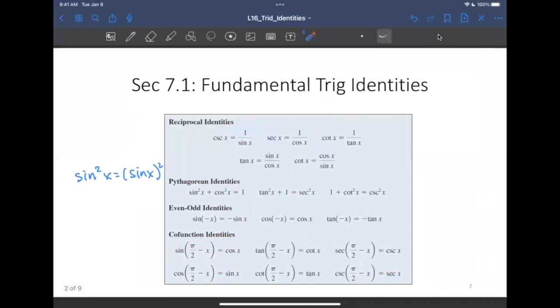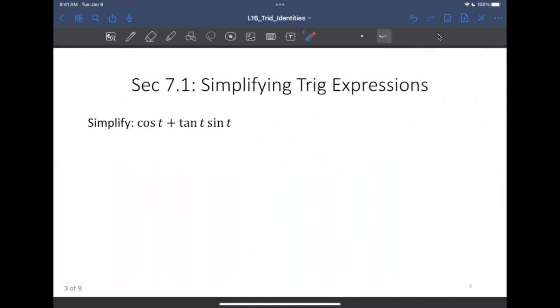But these are all very important, and I would highly recommend putting these on your formula sheet for your next quiz and exam. Okay. All right, so the first thing we're going to do is simplify trig expressions.